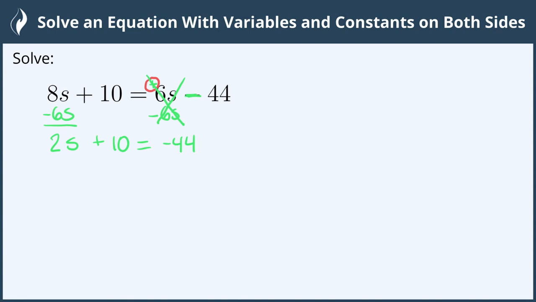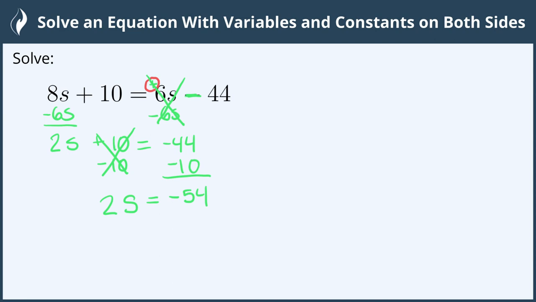To do this, I need to subtract 10, because I have a positive 10 here. If I subtract 10 from both sides, the positive 10 minus 10 cancels out, and we're left with 2s. So we're getting further in isolating our variable. Now we can combine the constants over here, which give us negative 54. And then we need to continue isolating the variable.